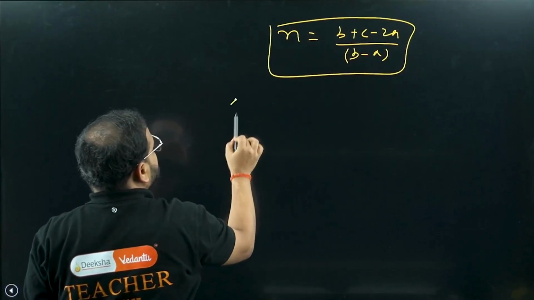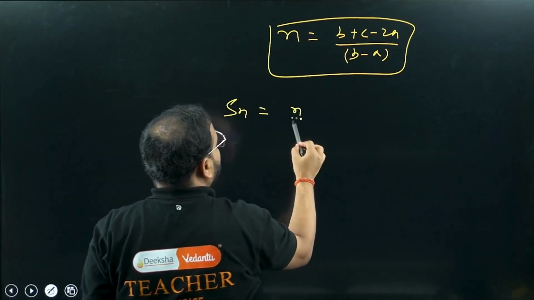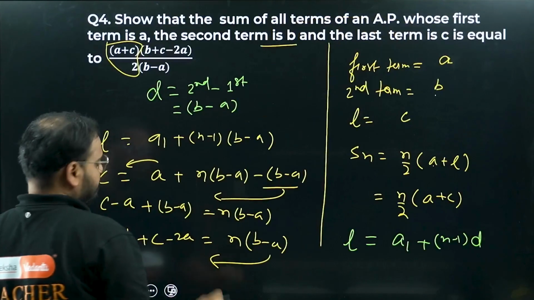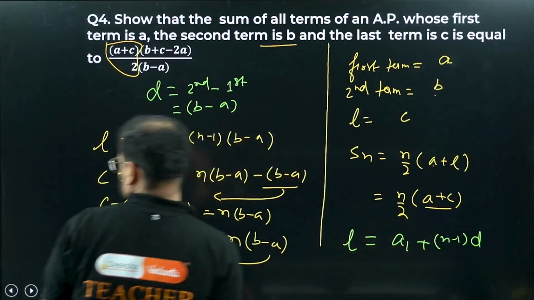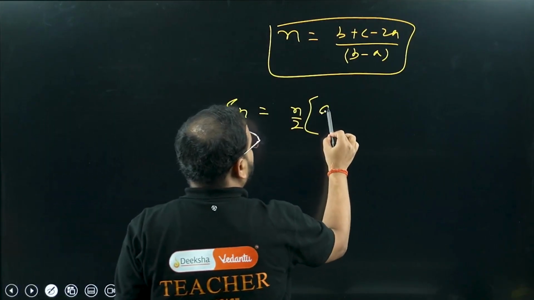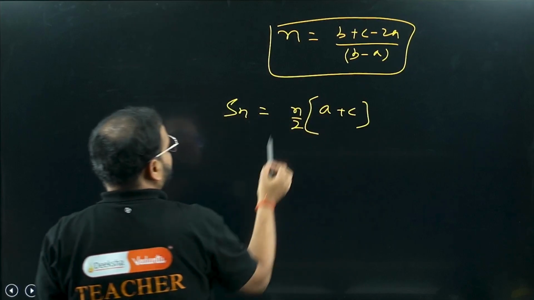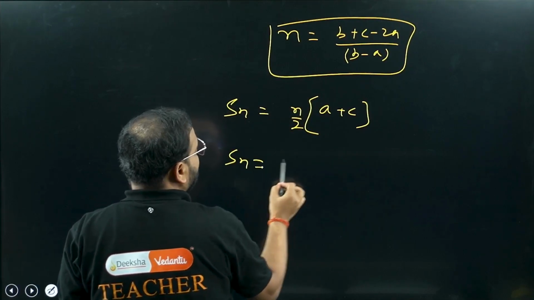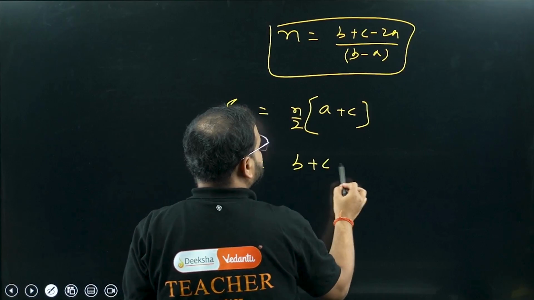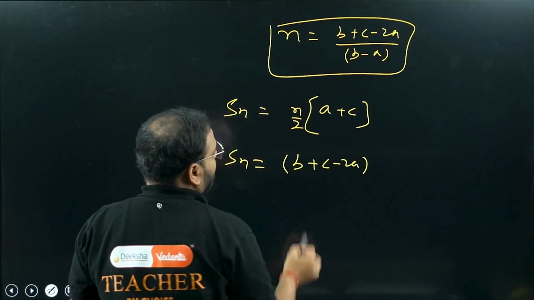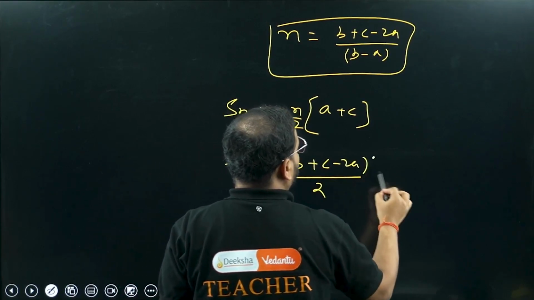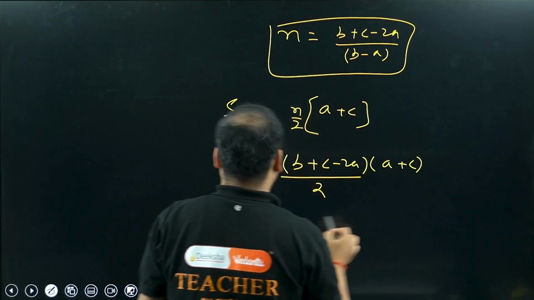Now what was Sn? Sn was equal to n by 2 times (A plus C). Now write the n value here. So n equals what? n value is (B plus C minus 2A) upon (B minus A), so the sum is (B plus C minus 2A) upon 2 times (B minus A), multiplied by (A plus C).